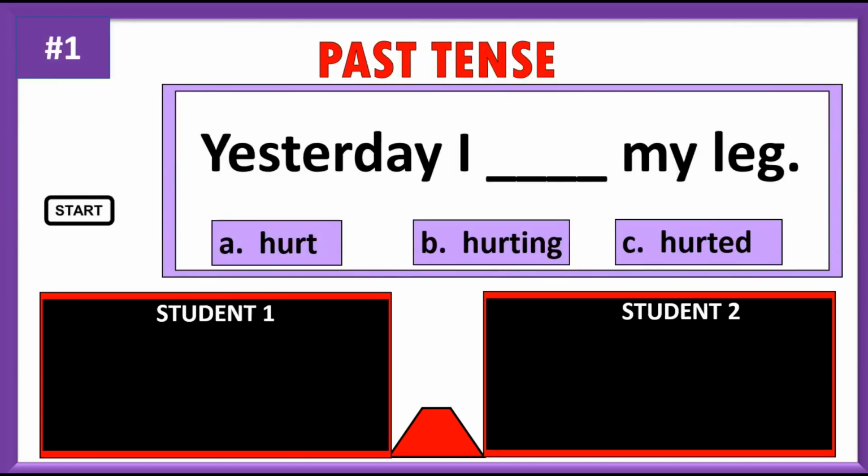For question number 1, you are given 3 verbs. You are supposed to select the verb that will complete the sentence. And of course, you only have 7 seconds to do so.